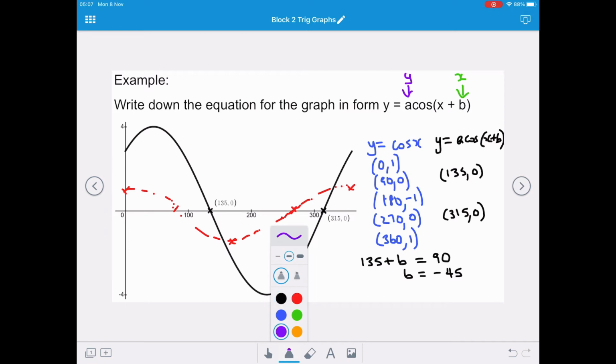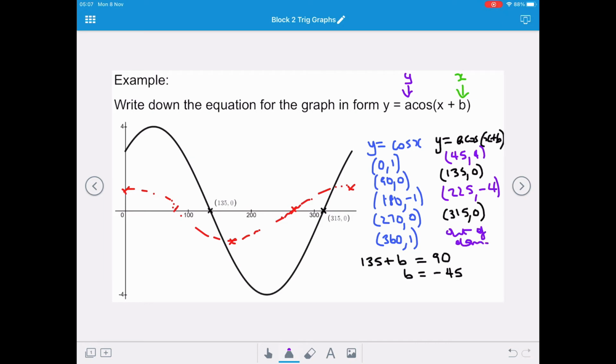Now we need to work out what our a value is, and this is the stretch. So our maximum and minimum values on our y equals cos x curve are 1 and negative 1, but you can see that if we put in the key points that haven't been marked on our y equals a cos x plus b curve, we have 45, 4, 225, negative 4, and as the curve has shifted to the right, our 360 is no longer in the domain. So a equals 4, as we've multiplied all of our y coordinates by 4, and that gives us an equation of y equals 4 cos, and x minus 45 degrees in the bracket.